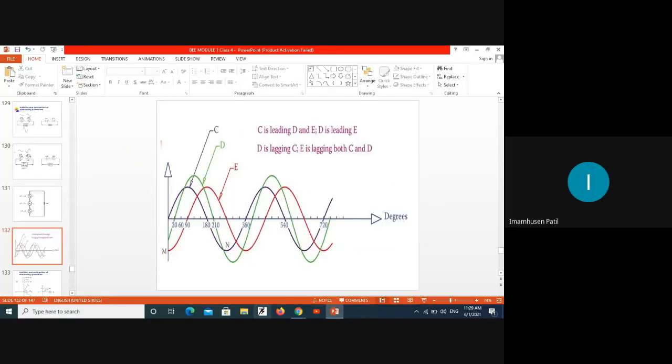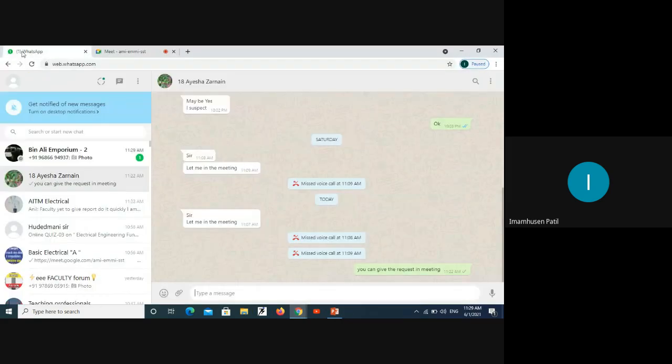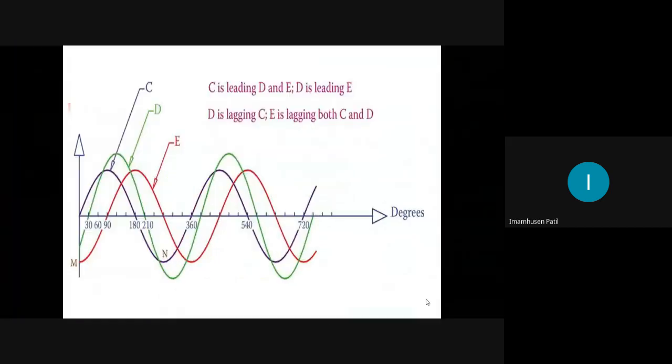After 30 degrees, D started becoming positive. Now C and D are positive, but E is negative. Again you have to find the resultant here. If the negative is greater than these plus and plus, then the resultant will be negative. If these two positives are more positive than this negative, then the resultant will be positive. The waveform will be positive.